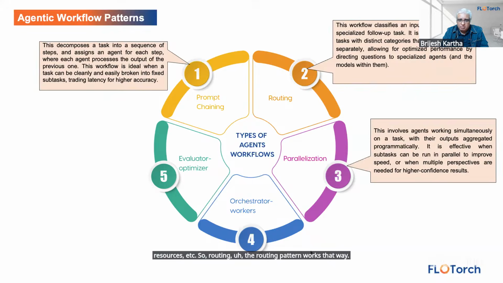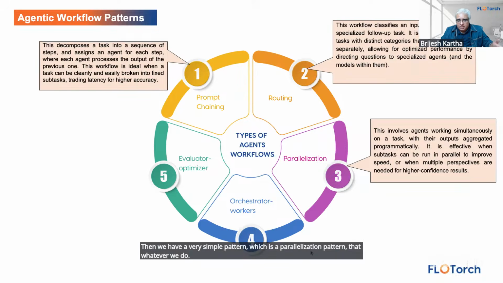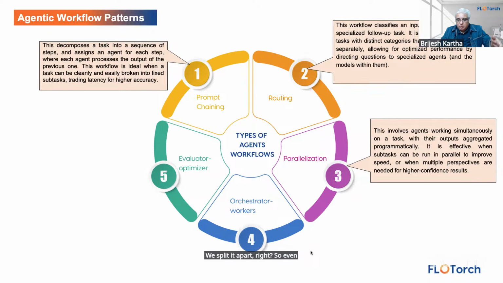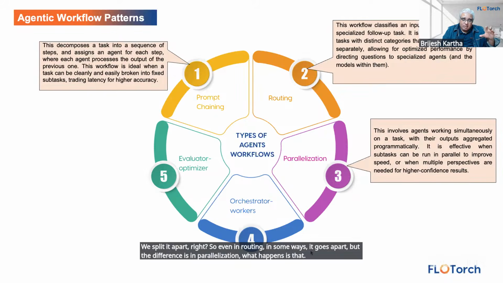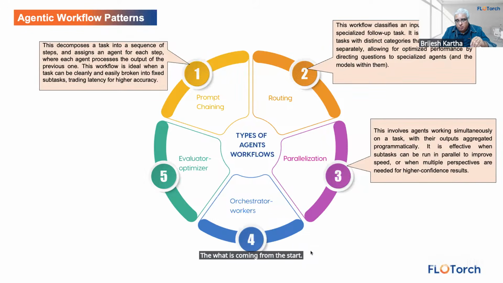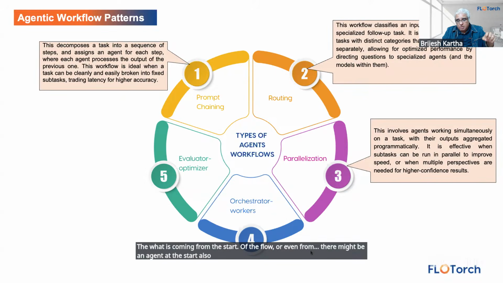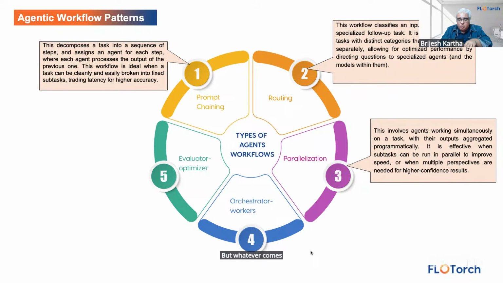Then we have a very simple pattern, which is a parallelization pattern, where whatever we do, we split it apart. So even in routing, in some ways, it goes apart. But the difference in parallelization is that what is coming from the start of the flow, or even from there might be an agent at the start also, that doesn't matter, whatever comes, the same input goes to all the branches. And those branches do the stuff, and then we aggregate it again.